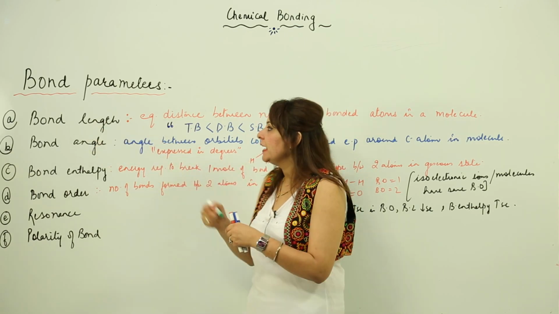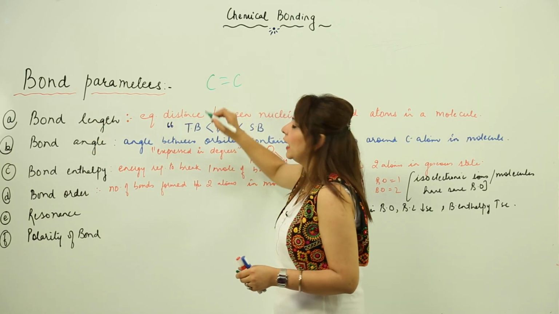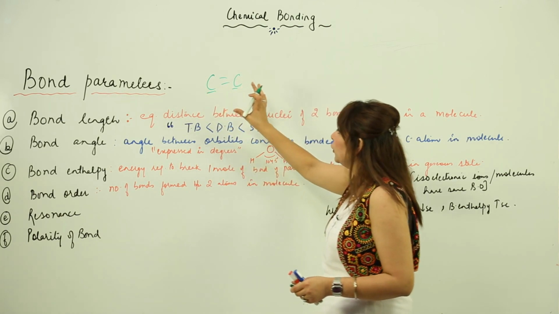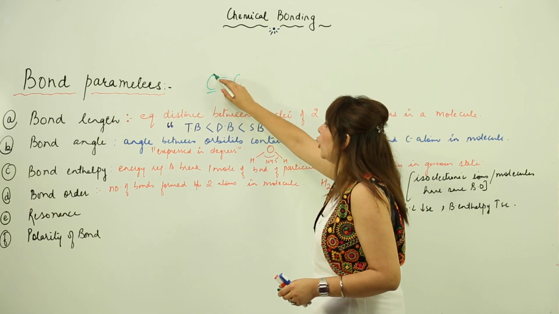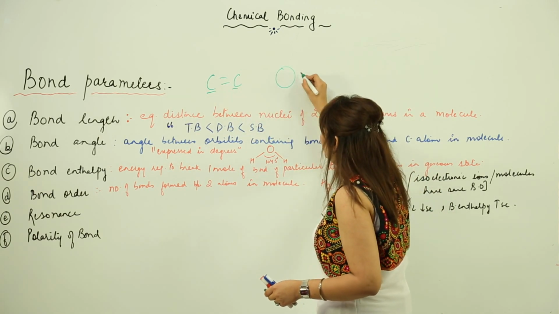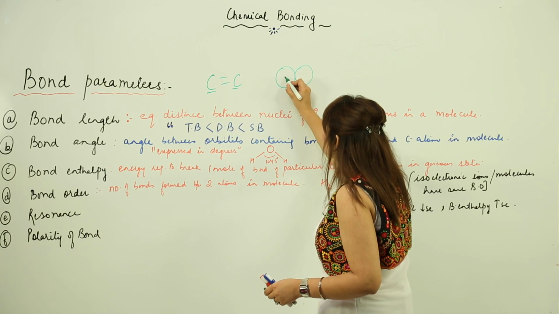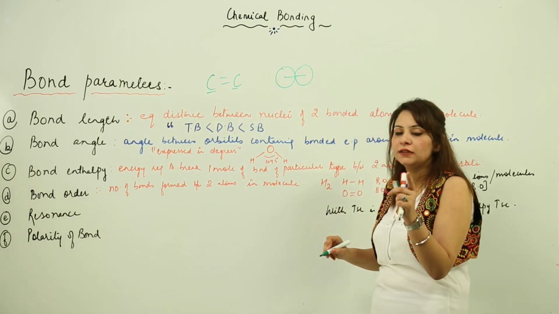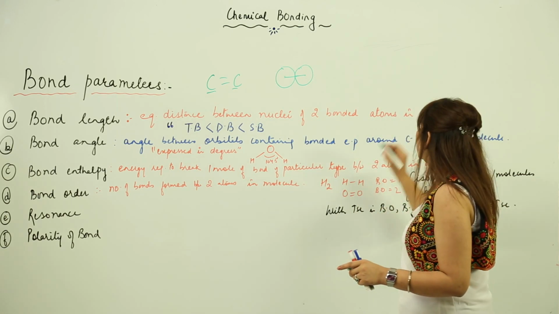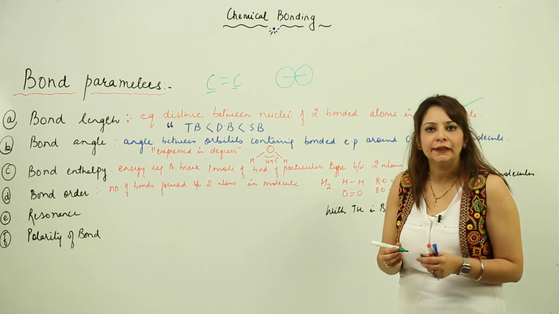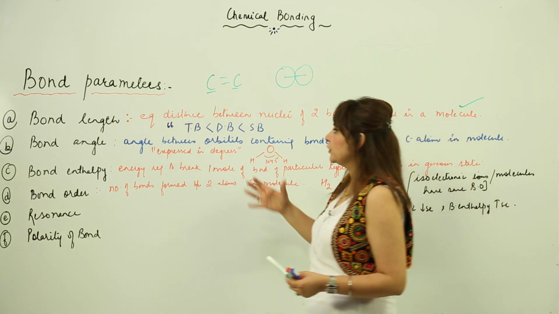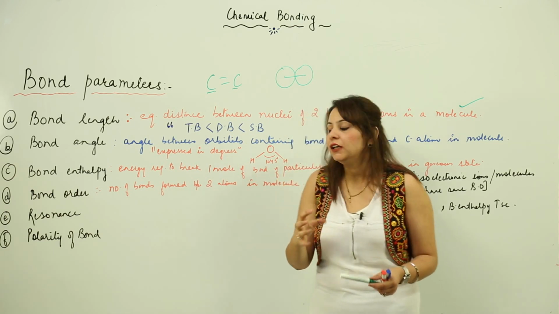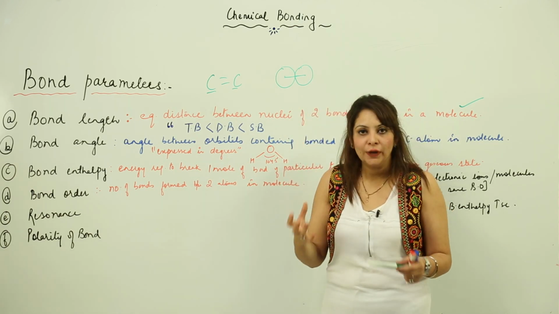Suppose I say that there is a double bond between carbon and carbon. So that means the equilibrium distance, it is called the equilibrium distance between the nuclei of two bonded atoms. Suppose this is one atom, this is another atom. So this distance, the equilibrium distance between the two nuclei of two bonded atoms in a molecule, is called bond length. We have studied that if we talk about a triple bond, the bond length is smaller. For the double bond, it is slightly bigger, and for the single bond, the bond length is quite big, right?